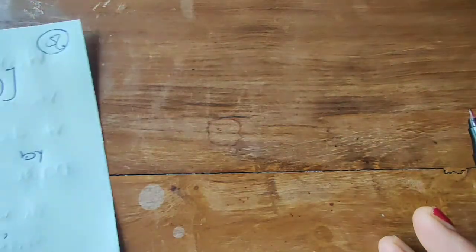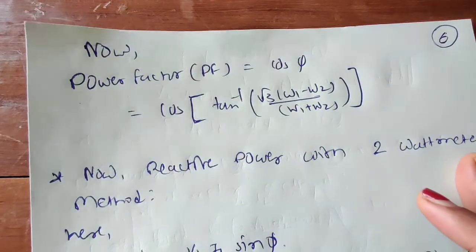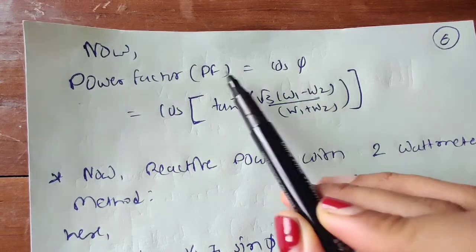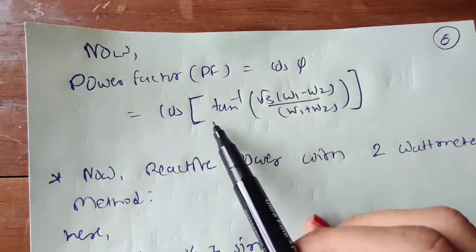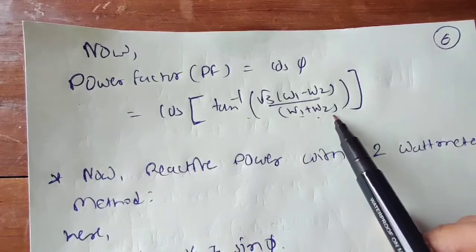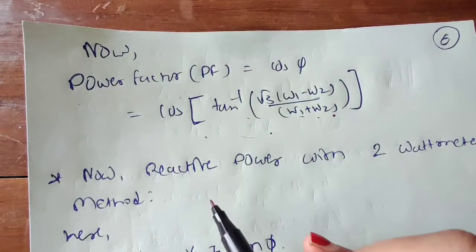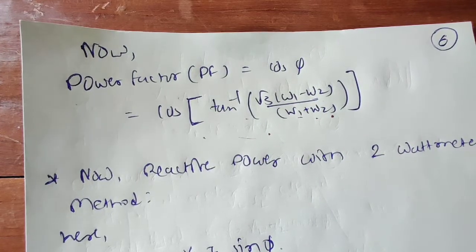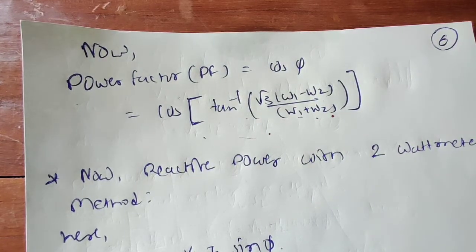Now if you want to measure the power factor, PF is nothing but cos phi, and we know the value of phi. So cos of tan inverse of root 3 (W1 minus W2) divided by (W1 plus W2) is the power factor value that is measured by the 2 voltmeter method. So this is all about how you can measure the power factor by using the 2 voltmeter method.